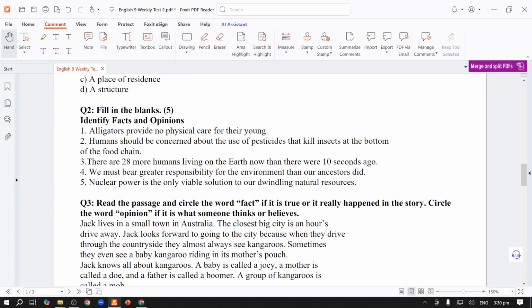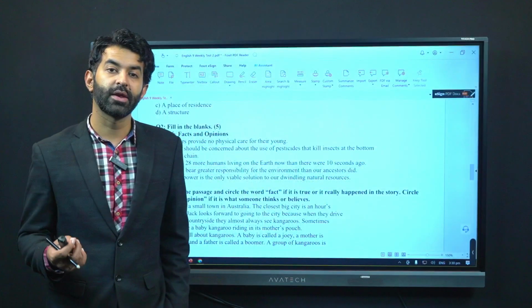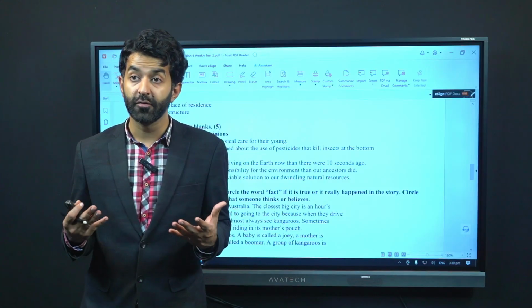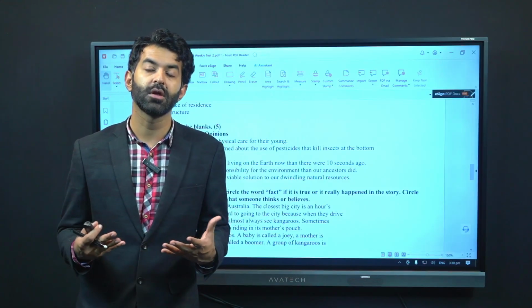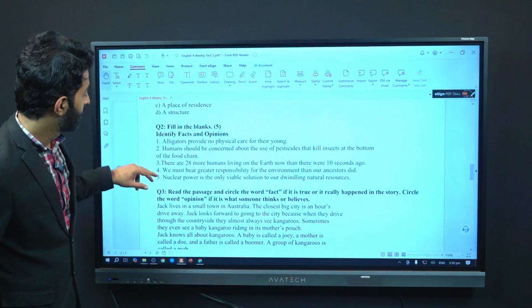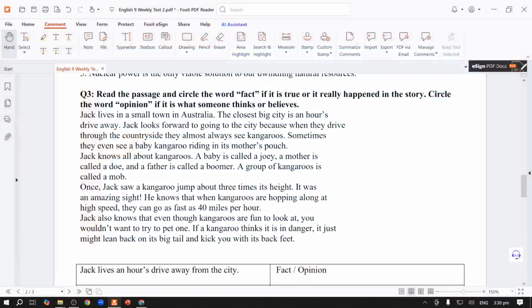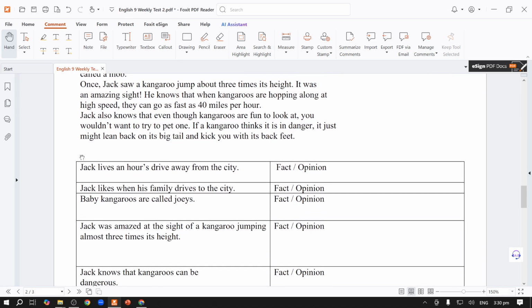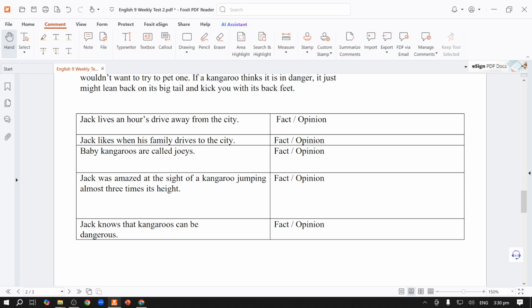Then comes the fill in the blanks, where you have to identify out of all these 5 which one is fact. If it's a fact, write fact after the statement, or if it's an opinion, you can write opinion after that. All right, now you have to read this passage and then answer these questions, whether in the passage all these statements are facts or opinions.